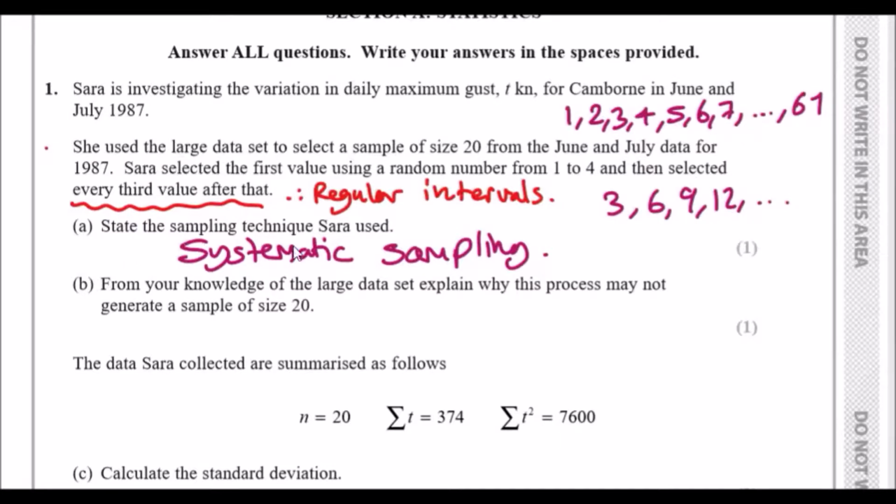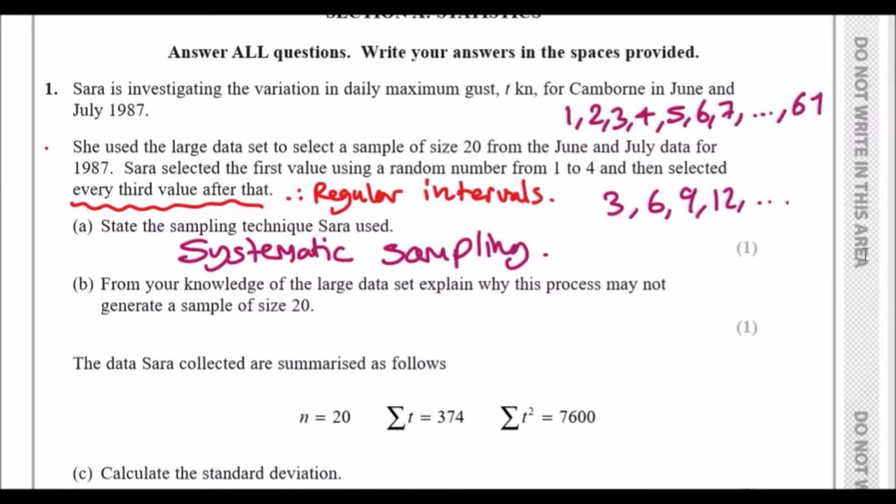State the sampling technique Sarah used. This one is 100% systematic. Something that is systematic means you put the data set in order and pick values at fixed regular intervals, like they did here. For example, every third value. This is a form of systematic, so it's always regular intervals. Okay, that's it. Part B: from knowledge of the large data set, explain why this process may not generate a sample of size 20.